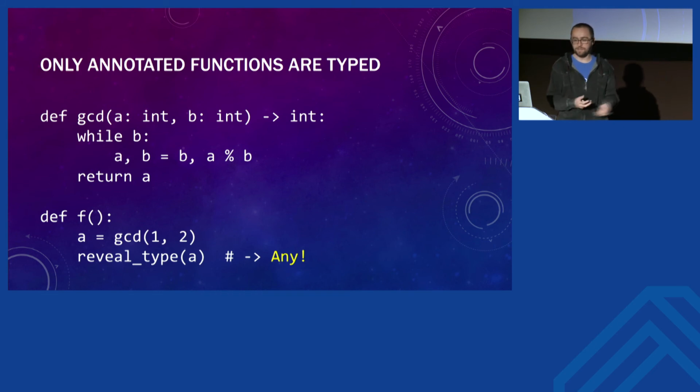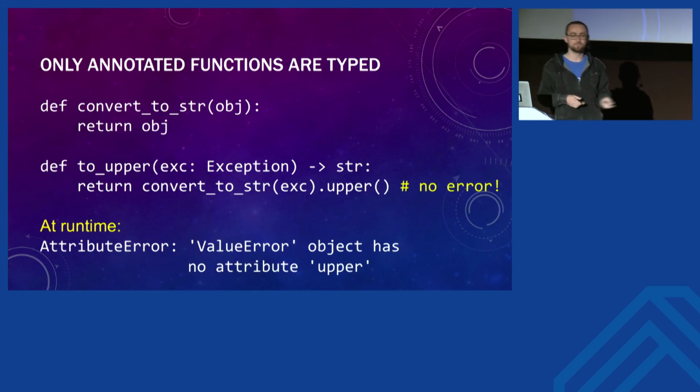And you're like, why Any? You're dumb. GCD is annotated. What are you talking about? Well, f is not annotated. So from this perspective, it doesn't know. Every now and then, this is going to be confusing. And sometimes that actually hides production errors, if you don't do that quite right. So only annotated functions are typed, which means if you convert to string, and that thing is not annotated, you just hit an error. So bear that in mind.